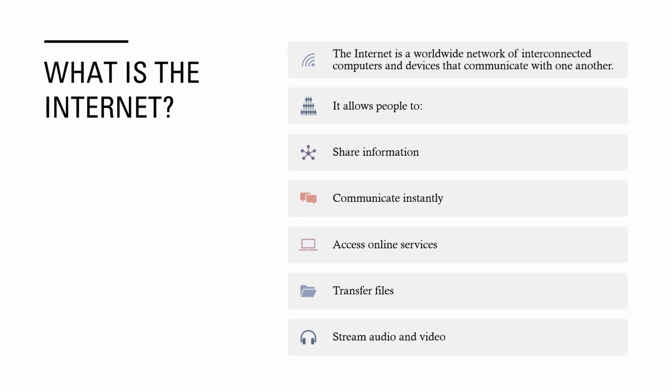So the internet is a worldwide network of interconnected computers and devices that communicate with one another. Instead of being a single computer or organization, the internet is made up of millions of smaller networks connected together across the globe. These networks allow people to share information, communicate, access online services, transfer files, and stream audio and video.